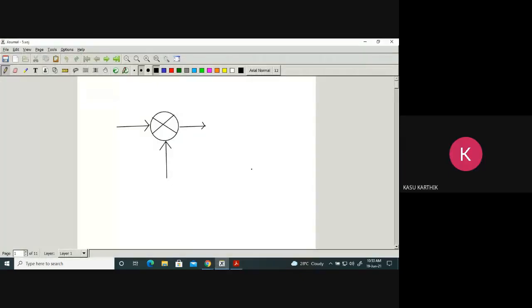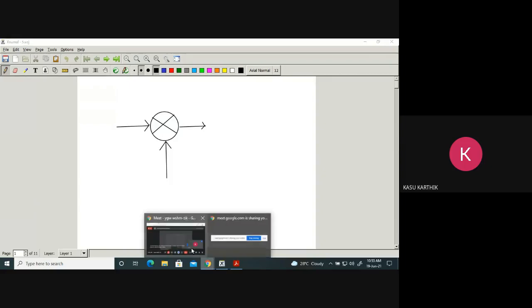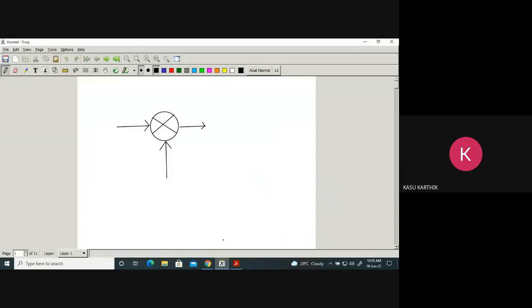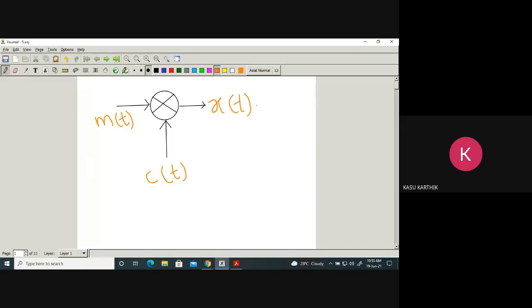So suppose in DSBSC, I told you this is how we generate. How we generate? Very simple thing. Just multiplying two things. This is message signal M of t. This is carrier C of t. This is X of t, that is a modulated signal. That is simply M of t into C of t. So this is called product modulator.